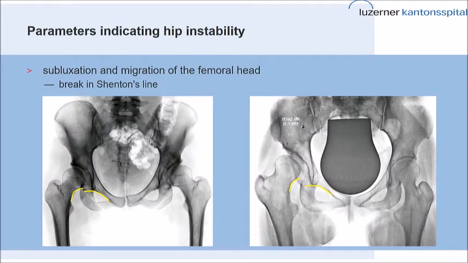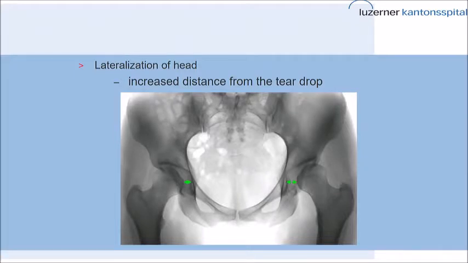Clear parameters that prove instability of the hip are subluxation or migration of the femoral head. Like these two hips, they have a break in Shenton's line, so this hip is migrating, moving out. Sometimes it is a bit less visible, like on this hip, where you have an increased distance from the teardrop there on the left side, so the hip moves out also.